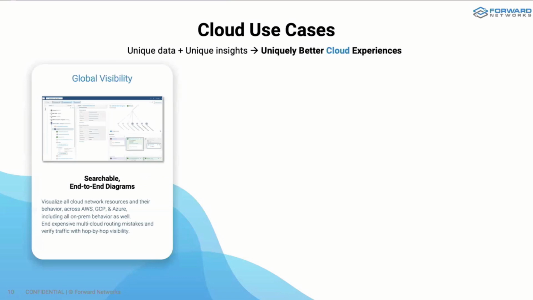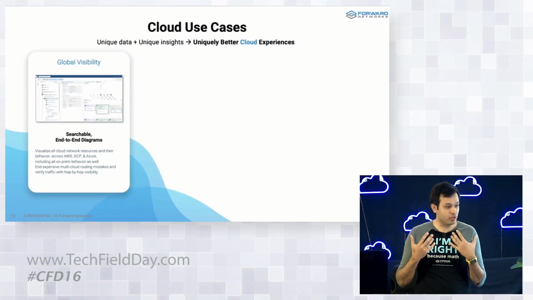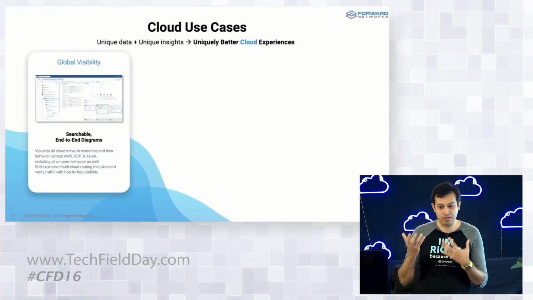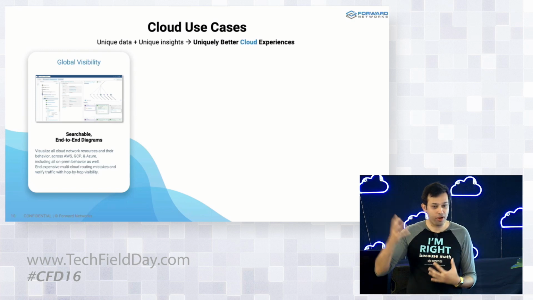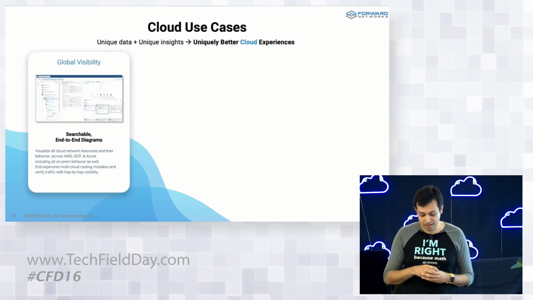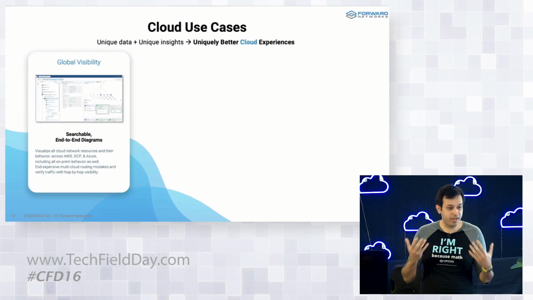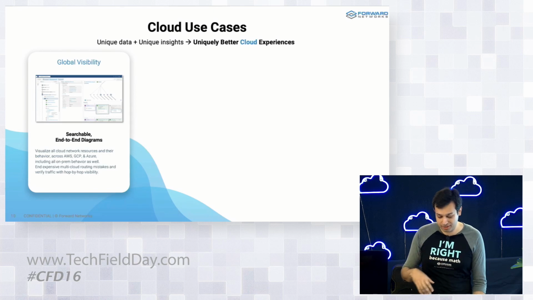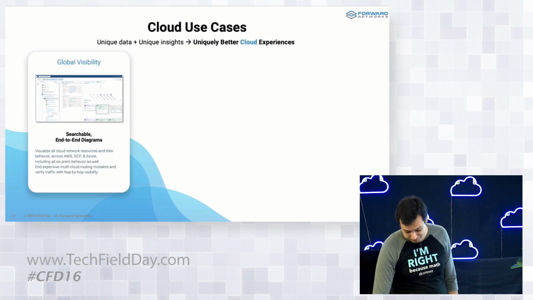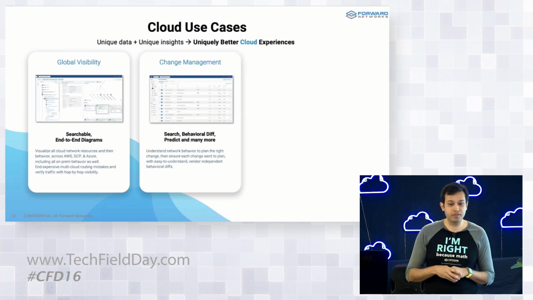So on the cloud front, the most basic use case is cloud visibility. That's something that everybody needs to have. You have access to live diagrams of how your cloud looks. You can use that to generate a diagram of how the paths on the cloud look, and use that to train people to troubleshoot. It's very basic visibility. Another use case is around change management.